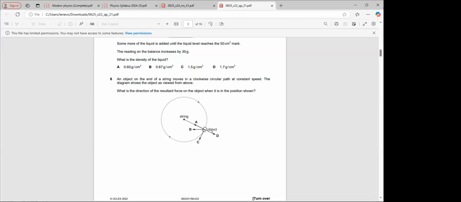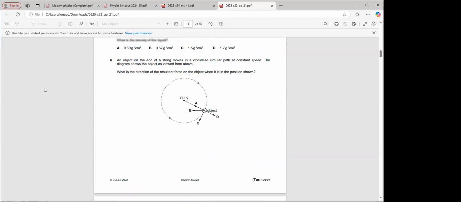A, centripetal force. Yes, towards the center of the path because of the centripetal force. Correct.